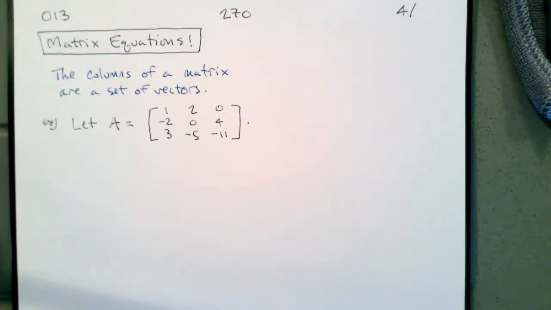The columns of a matrix make a set of vectors. So one of the vectors in this set of vectors will be 1, negative 2, 3. The second vector will be the second column, 2, 0, negative 5. And the third vector can be the third column, 0, 4, negative 11. Usually, we might want to name the columns of a matrix, in which case we name them like vectors.